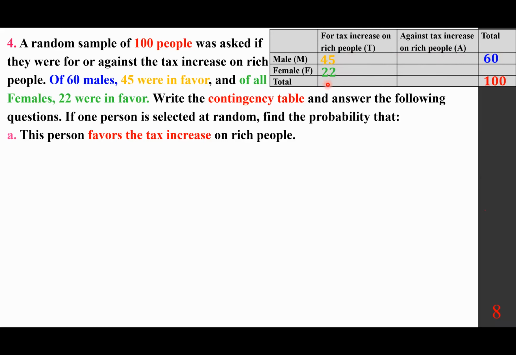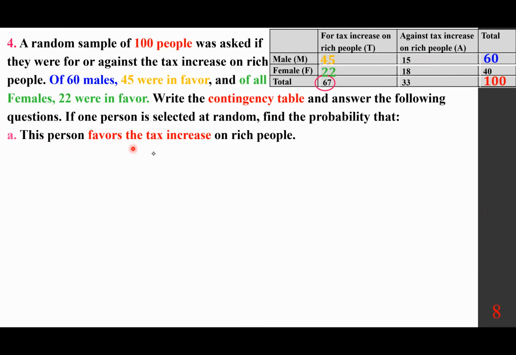Now, if this is 67, I'm going to subtract it from 100 and I get 33 here. And if I got 40 here, I subtract 22 from 40 and I get 18, and I can figure out the rest of them. So the rest of them are very straightforward, everybody.